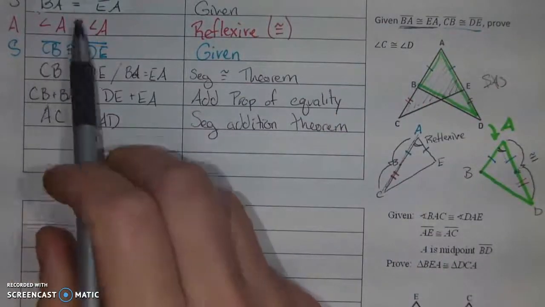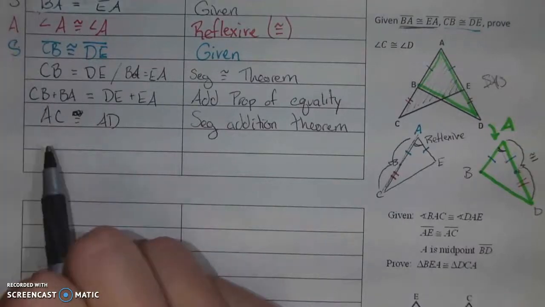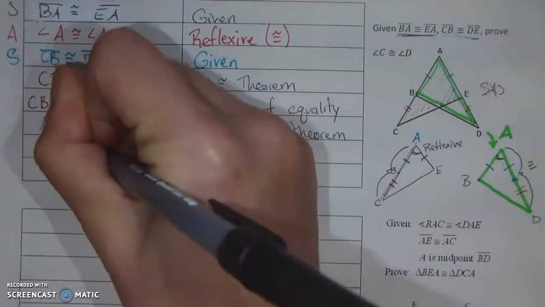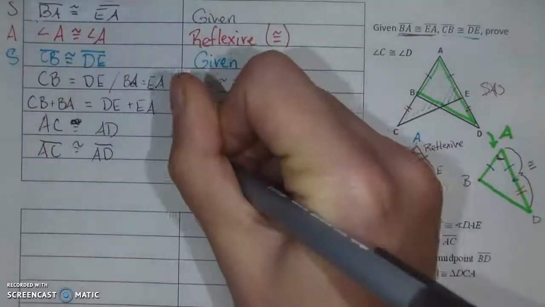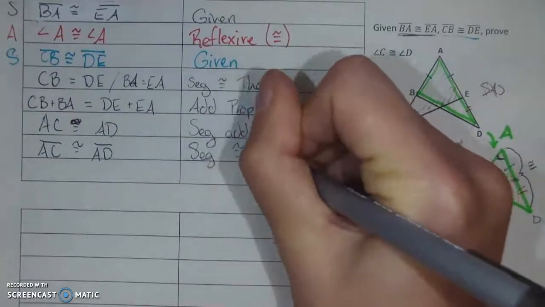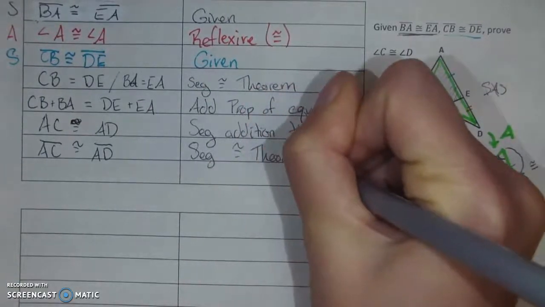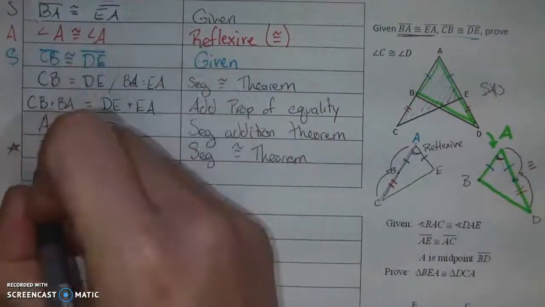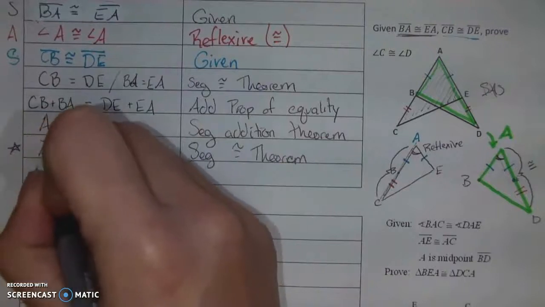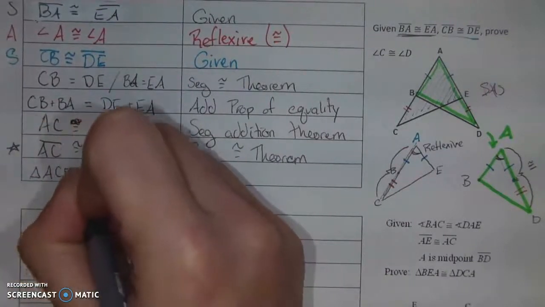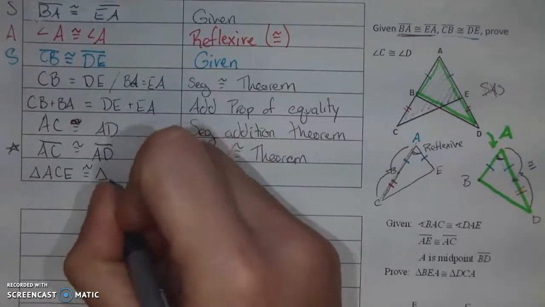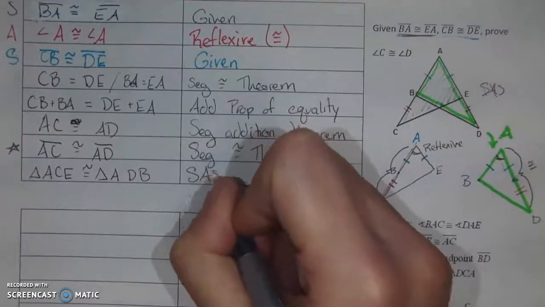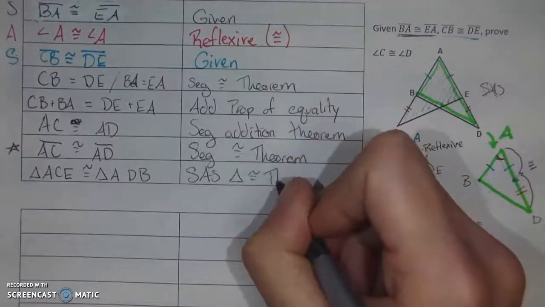Now, I need it to be a congruency statement to fully prove that my sides are congruent. So I'm going to go ahead and switch this into congruency. And I know I can do that with the segment congruence theorem. Now I have enough, because I have my final side, to go ahead and say that the full triangles are congruent. So triangle ACE is congruent to triangle ADB. And that, of course, is according to the SAS triangle congruence theorem.